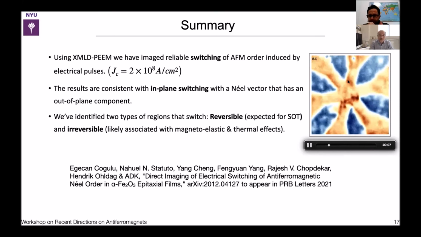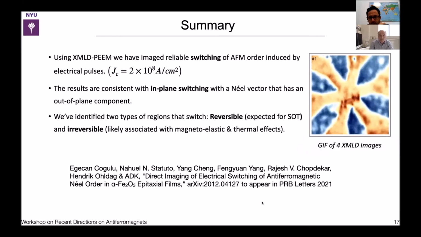So these are GIF images. This is not a time resolved movie. This is putting together the images as I showed you earlier, showing what happens after 20 pulses of type A, 20 pulses of type B, etc. So you can see the main conclusions. A paper on this is about to appear in PRB Letters, and it's also on the arXiv, so you can look at that.